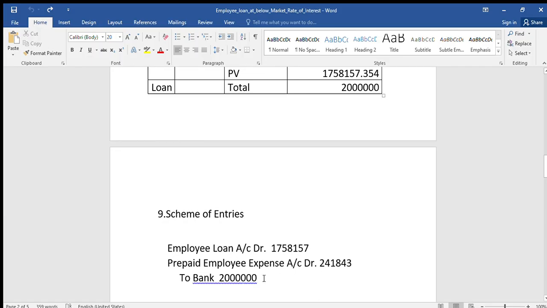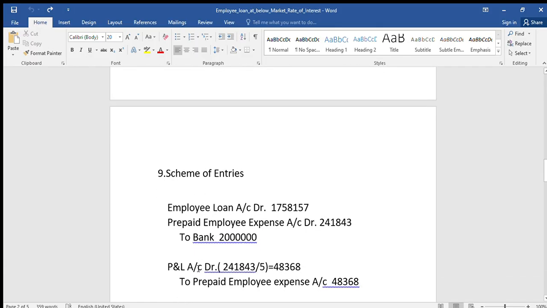Now the prepaid employee expense account would be amortized over a 5-year period at the same value. So the accounting entry for the same would be P&L account debit to prepaid employee expense, with 48,368 in each of the 5 years.